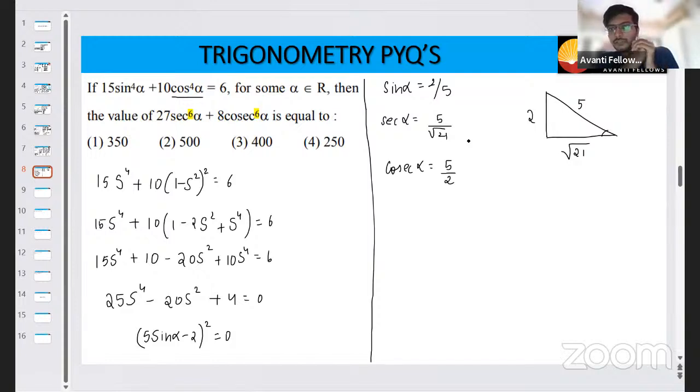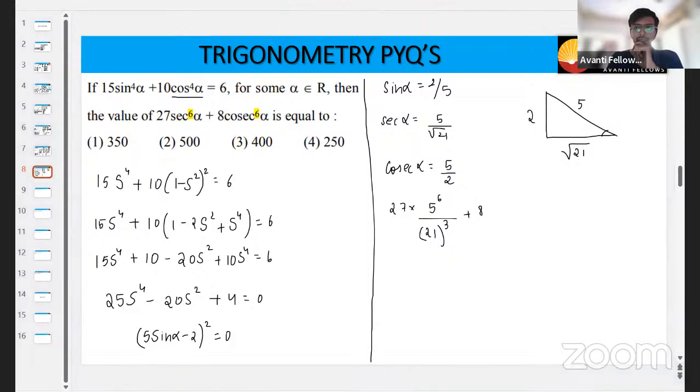Right? Sine adjacent upon 21. I think it is correct. So the required is 27 into sec raised to the power 6, so 5 raised to the power 6 upon 21 cube. Did we make an error? Sec raised to the power 6.